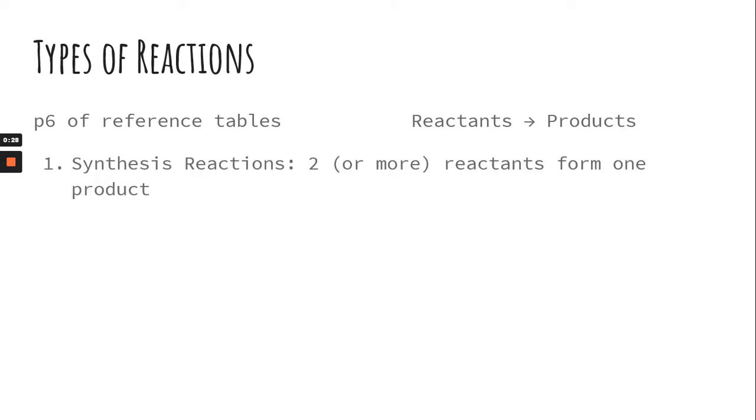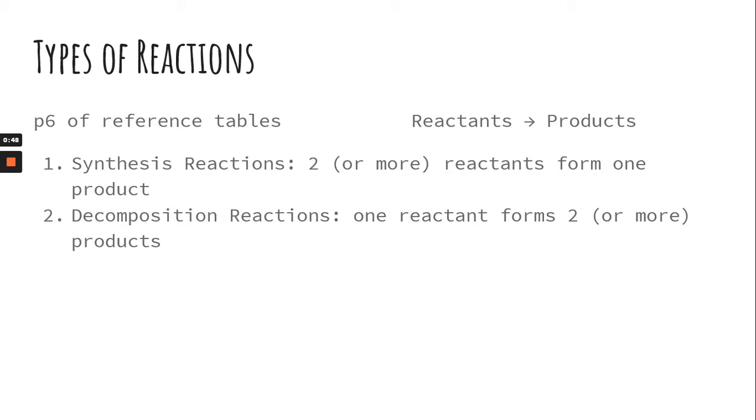So the first type that we have is a synthesis reaction. This is when you take 2 or more reactants and you form one product. So the way we can identify synthesis reactions is by seeing that there's one product, one substance on the right side of the arrow. The second type is decomposition. This is when you have one reactant and then it breaks down into 2 or more products. So we know it's a decomposition reaction when we have one substance on the left of the arrow.